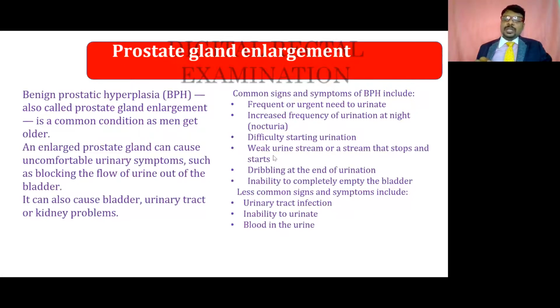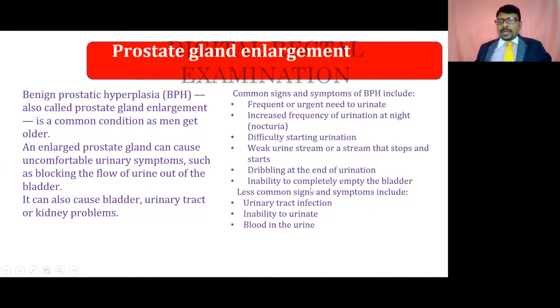Sometimes they start the urination, then it stops. There is no proper flow because of the obstruction. They may get dripping at urination. So if anybody has dripping, or if their pants become wet, we can suspect a prostate problem in old age people.